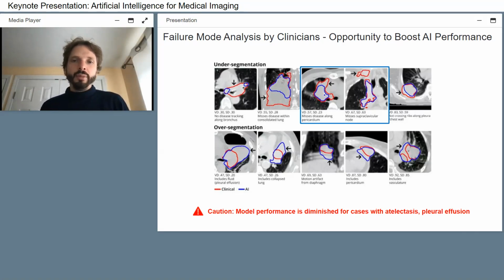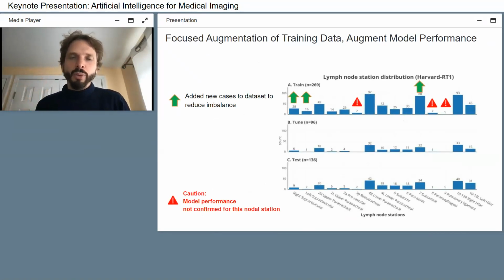Then we went on and said, okay, now we have all of these lymph nodes, these lymph node stations that are involved, and this is on the x-axis on the bottom. And then we had the train, tuning, and testing data sets. We know that the algorithm doesn't work that well for certain lymph node stations. Can we increase the different data sets for training and give the algorithm more examples of how they look and how they should be segmented? And do we then also see that the performance went up? And indeed, that is something we saw.